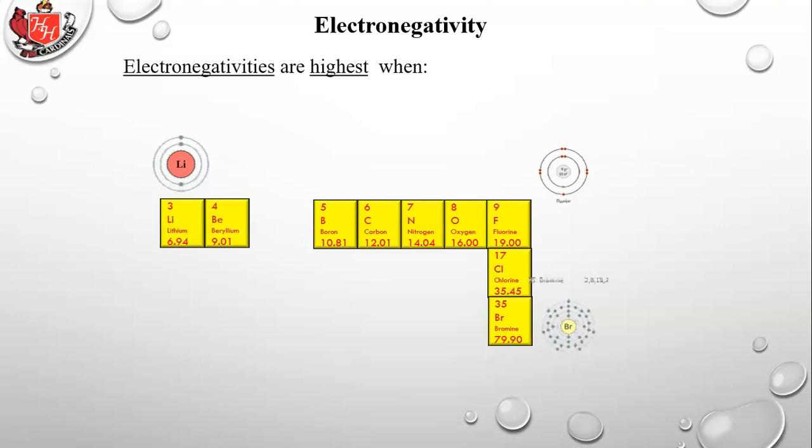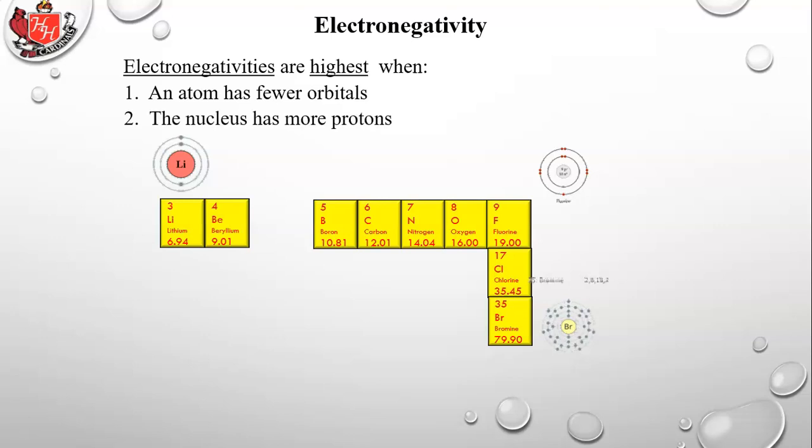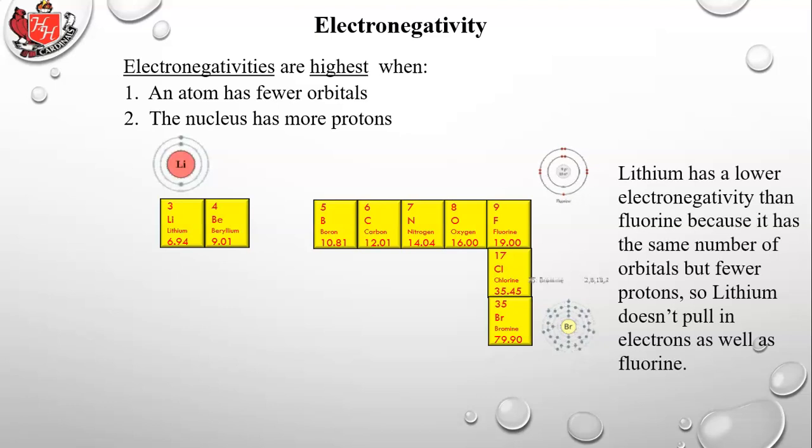So electronegativities are highest when an atom has, one, fewer orbitals and, two, the nucleus has more protons. This is exactly what you saw when we talked about ionization energy, so we'll say it with respect to electronegativities. So lithium, being on the far left over there, has a lower electronegativity than fluorine on the far right because it has the same number of orbitals, 2 orbitals, but fewer protons. So lithium doesn't pull in electrons as well as fluorine.